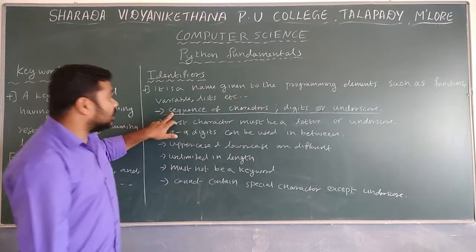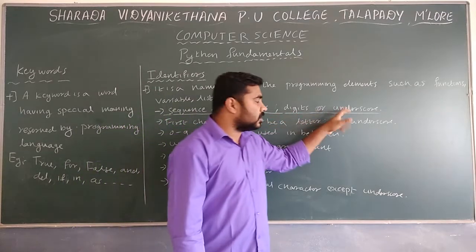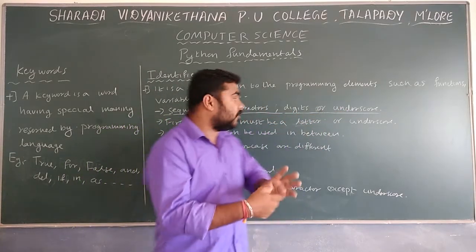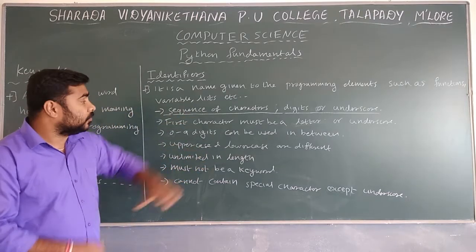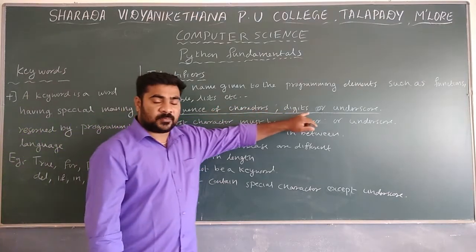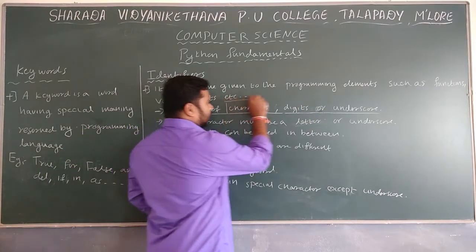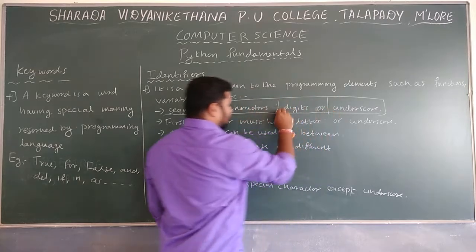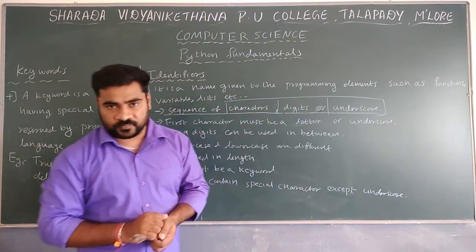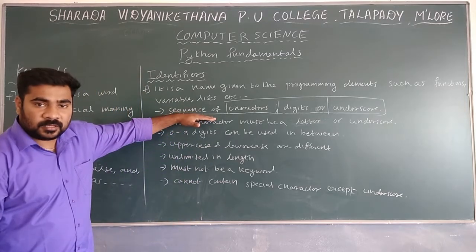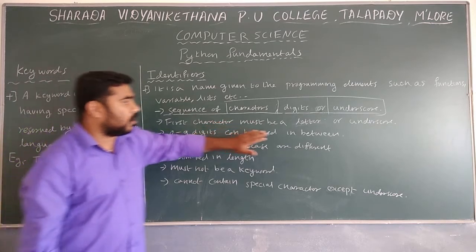The first condition is a sequence of characters, or digits, or an underscore. Underscore is possible. Some other rules will tell you what things are not allowed. So characters are possible, digits are possible, and underscore is also possible. Only three kinds of symbols are possible: digits, characters, and the only special character, the underscore. So this is the first rule. The next one is that the first character must be a letter or underscore.